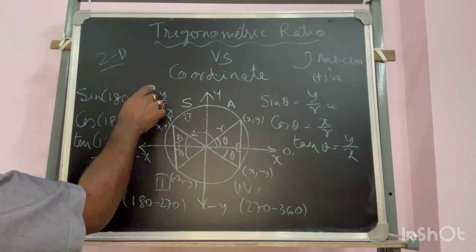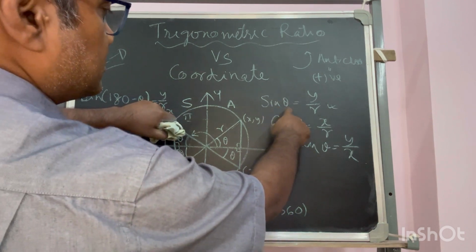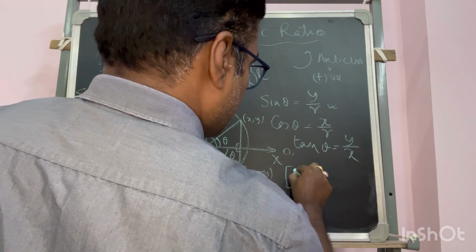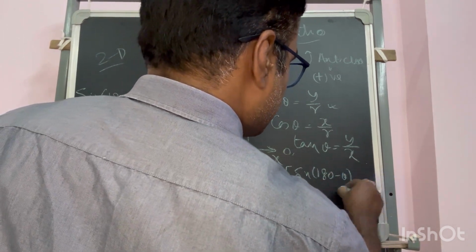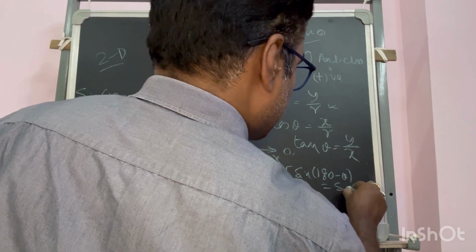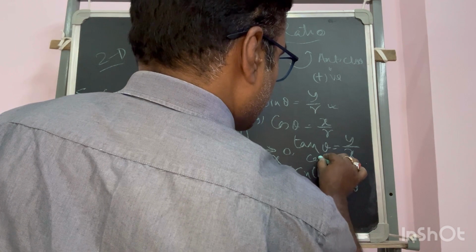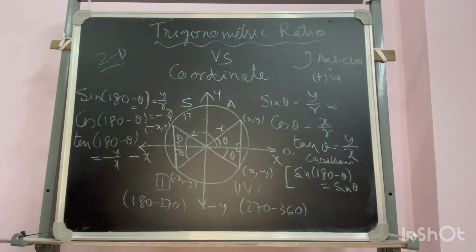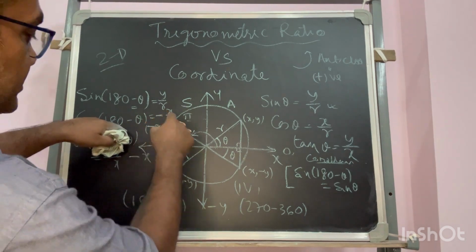So if I want to correlate, sine of 180 minus theta is y by r, and here it is sine theta. So I can conclude that sine of 180 minus theta is equal to sine theta. This is one corollary. And the same way, if I consider cos of 180 minus theta, it is equal to minus x by r.